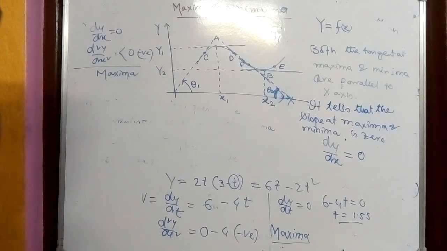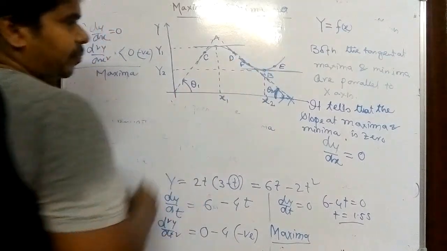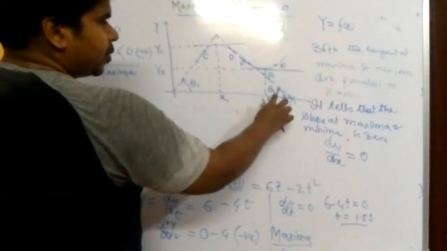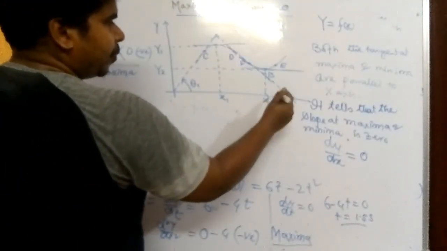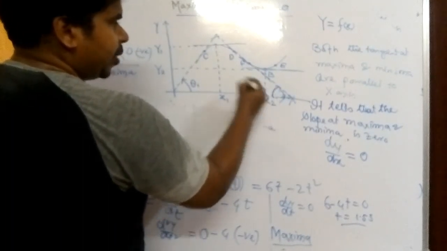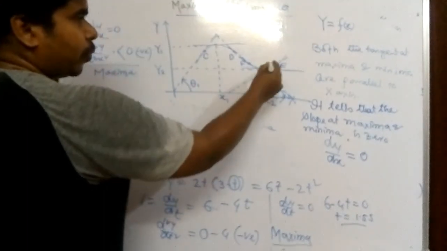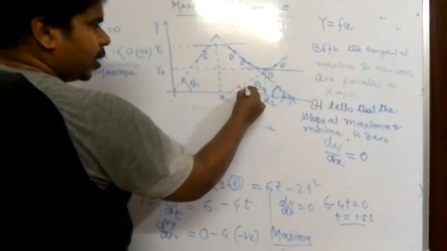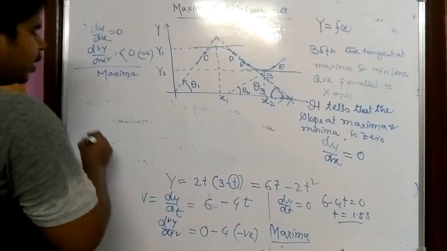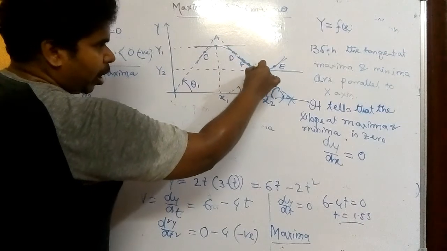Now I am coming to minima, where we have to find the minima. So for minima, the minima point is B. I am taking one point F. Assume here the angle is theta 3, that is the slope, and if I have drawn a slope from E, it is theta 4. You see theta 3.